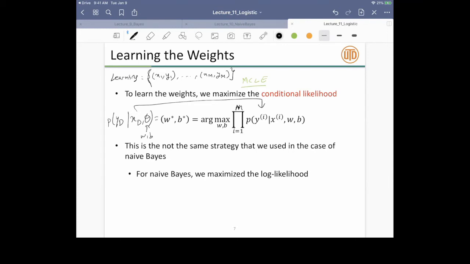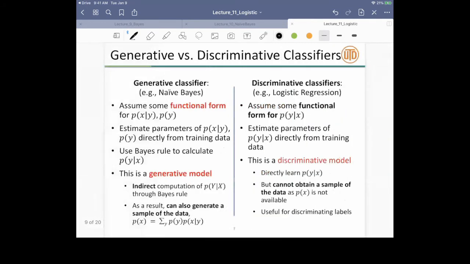This is not exactly the same as what we use for Naive Bayes. For Naive Bayes, we maximize the log likelihood. Here we are looking at a conditional likelihood because we are defining logistic regression as a conditional probability distribution and not a joint distribution like what was done in the Naive Bayes case. So that's one fundamental difference.